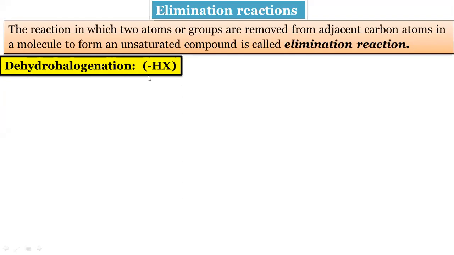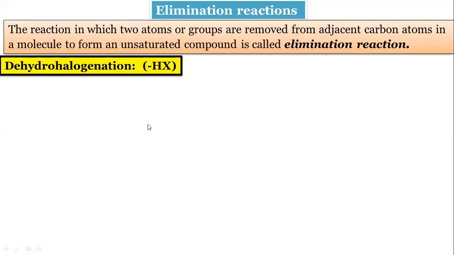Dehydrohalogenation means we have to remove H and X, hydrogen and halogen. The minus sign indicates removal. Hydrohalogenation means we have to add hydrogen and halogen. D means we have to remove.